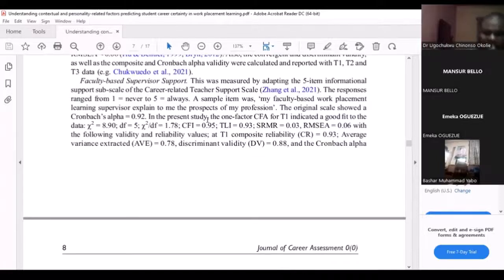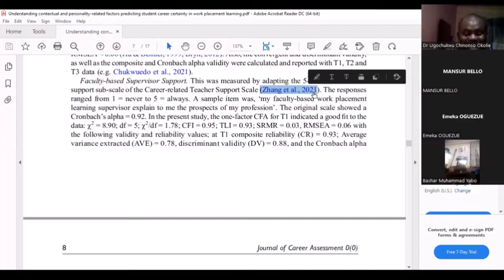Now look at this. He said this particular factor here, faculty-based supervisor support, was measured by adapting, look at it, adapting the 5-item information support subscale of the career-related teacher support scale.